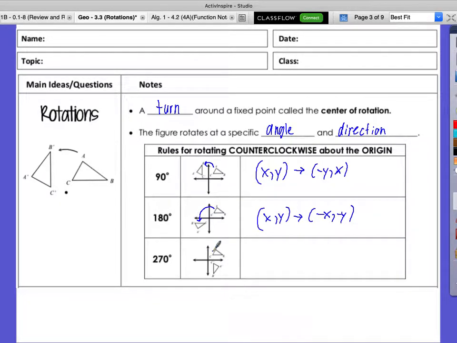For 270 degrees, it actually would be the same as 90 in the other direction, but 270 degrees this way. Not quite the full way, because what would be the full way, guys? 360. X comma y will yield y comma negative x.